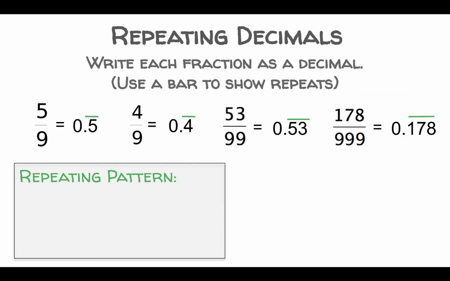Well, first of all, you might say, Miss Kluber, each one of these fractions has a 9 in the denominator. You're right. That's part of the pattern. The numerator number is what's repeating. Same thing over here. Here is the pattern.